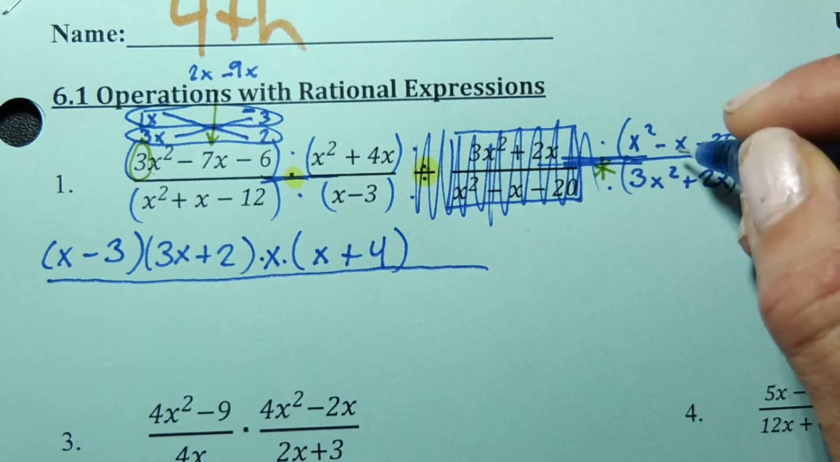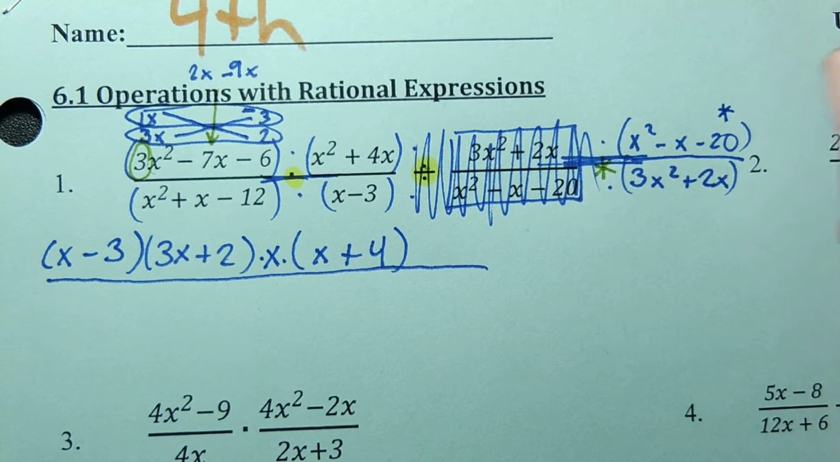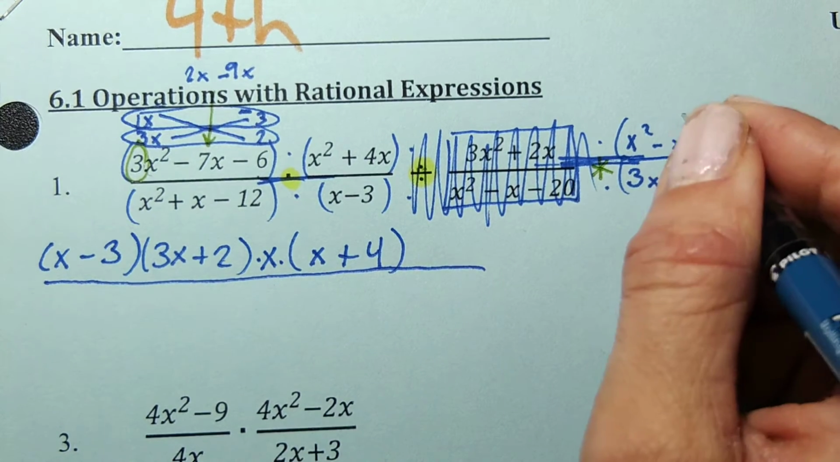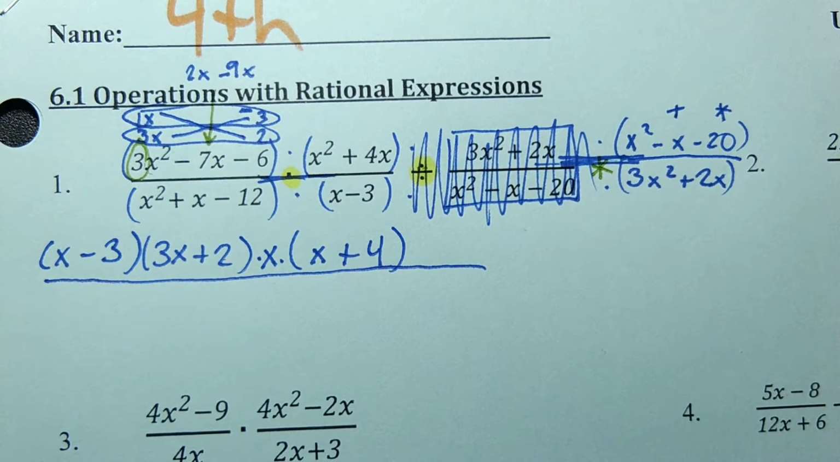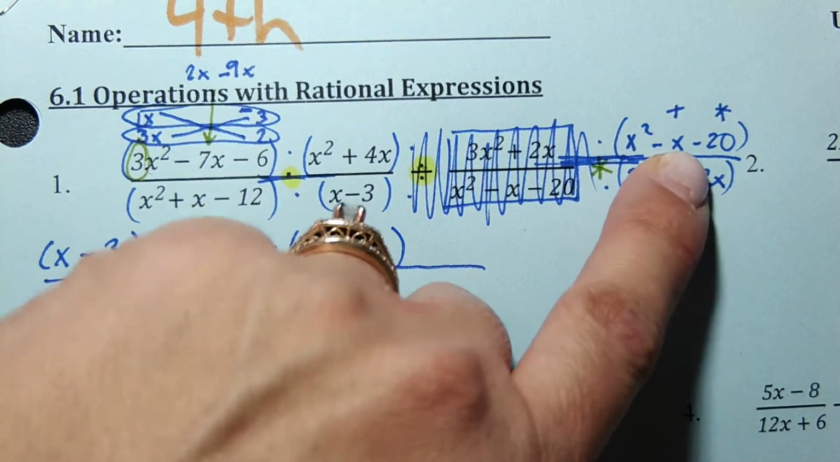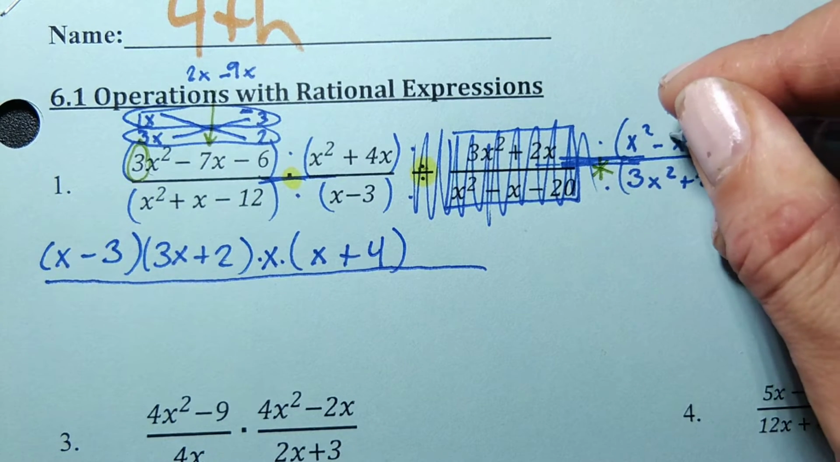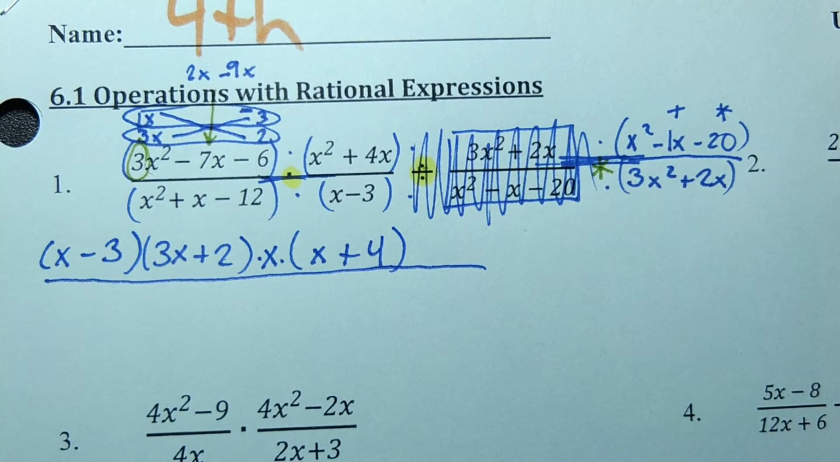What about x squared minus x minus 20? I'm looking for a product of negative 20 and a sum of negative x. Is that sum 0 or negative 1? It's negative 1. So sometimes students go, well, there's no coefficient, so that's 0, right? Having an x is the same as having 1x. So that is a negative x.